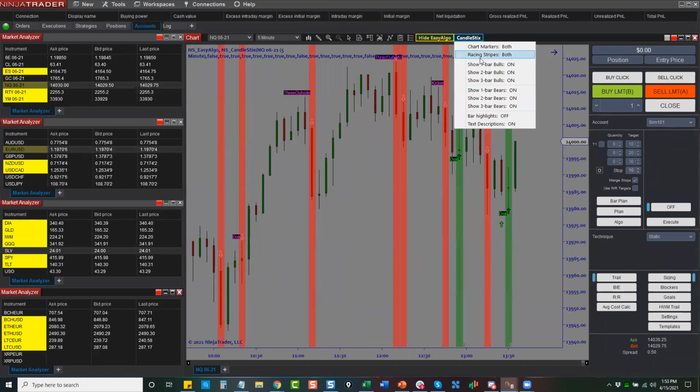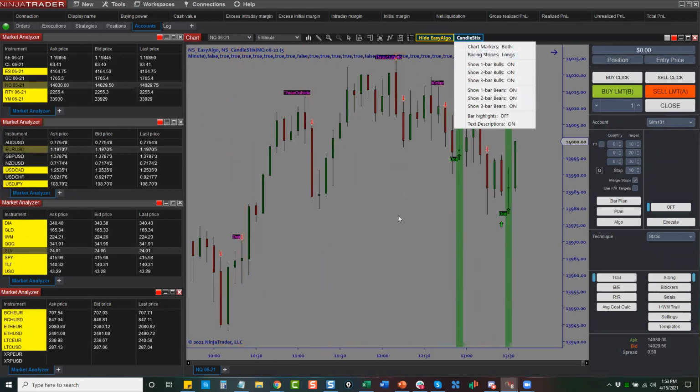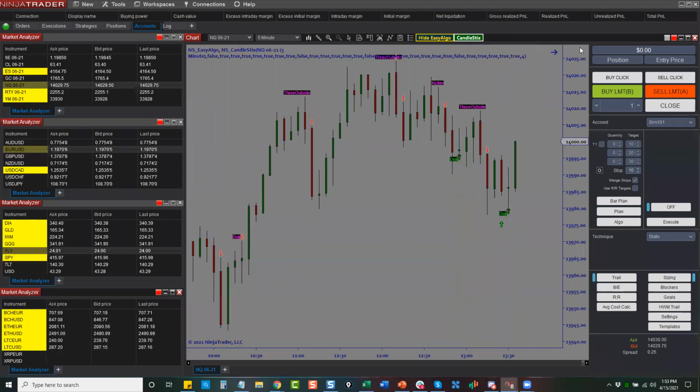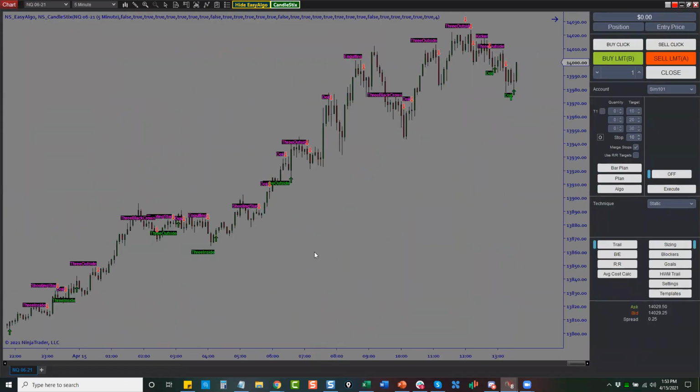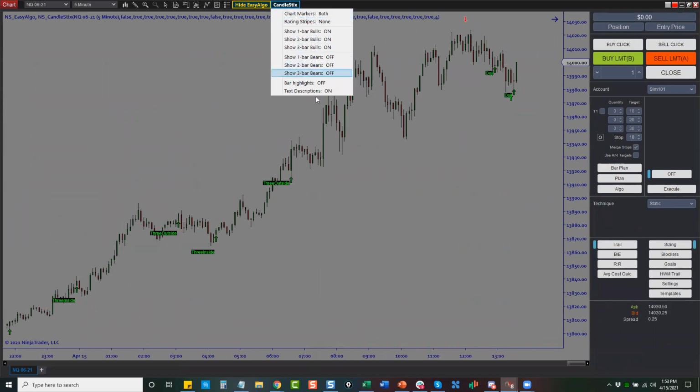Now, I'm going to turn this off for a second. Racing stripes off, and racing stripes longs off. There we go. So now here's what we've done. I've got a candlestick indicator here that's reading candlestick patterns. Let's say I only want to show longs. Here are all of the candlestick indicators.